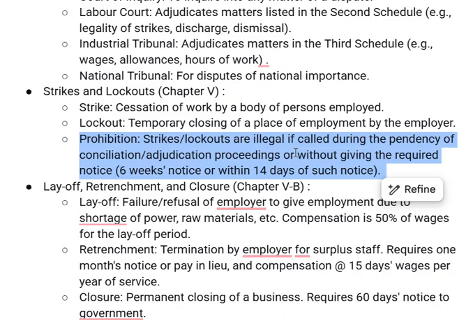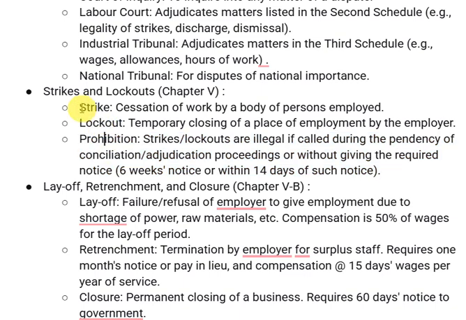So after 14 days of giving the notice, the workers can go for strike, and the management also can go for lockout. So I hope this is clear. First thing is strike. What is strike? This is cessation of work by workers. Workers say we will not work. That is called strike. Lockout by management is when a factory is closed temporarily. That is called lockout. Right?